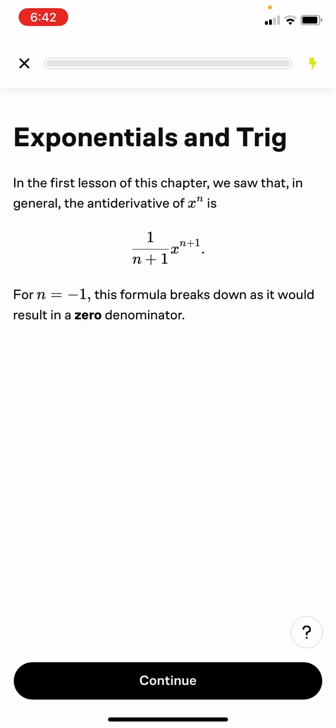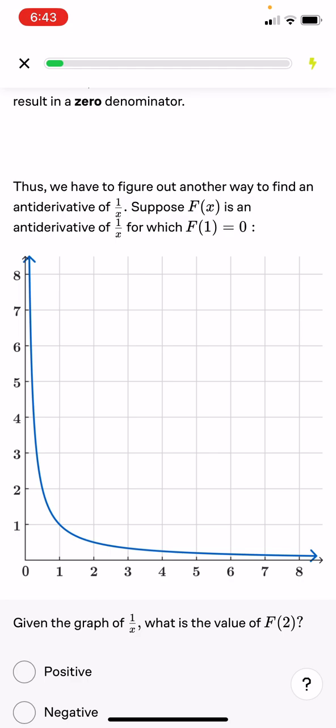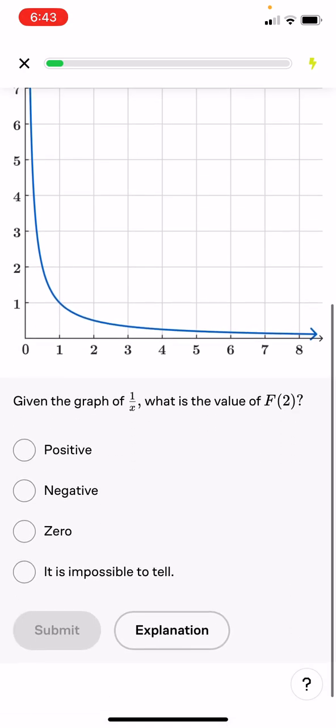In the first lesson in this chapter, we saw that the general antiderivative of x^n is 1 over n plus 1, x to the n plus 1. For n equals negative 1, this formula breaks down, as this should result in a 0 denominator. Thus, we have to figure out another way to find the antiderivative of 1 over x. Suppose function f(x) is the antiderivative of 1 over x, for which f(1) equals 0. Given the graph of 1 over x, what is the value of f(2)?